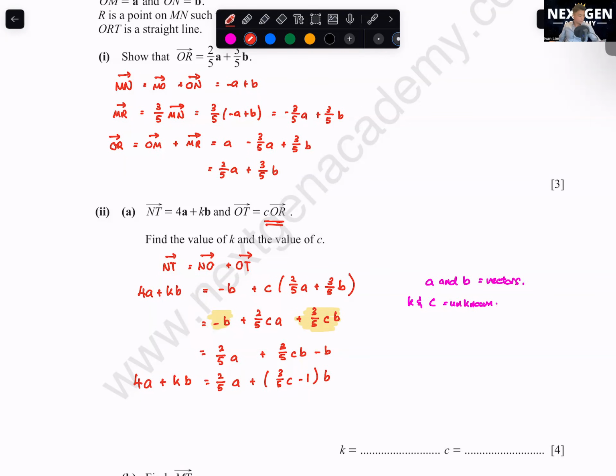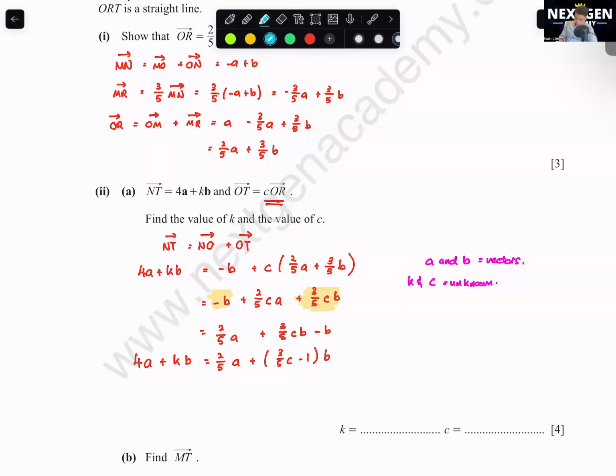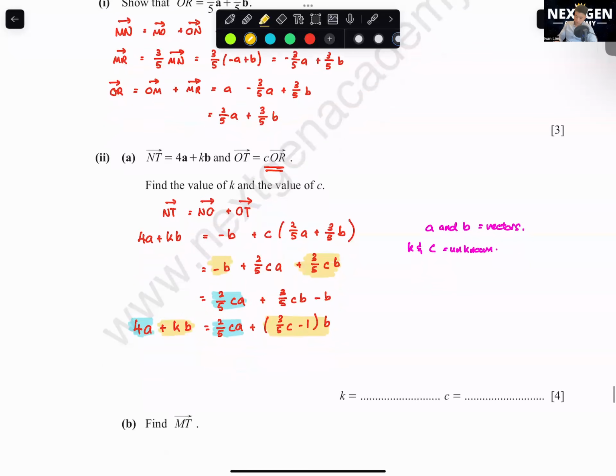Okay, then we compare. What we need to do is compare this and this with each other. Hey, wait a minute. Got something missing already. Got a C here. CA. Okay, this one is CA. I'm going to compare the blue and the blue on the equation, and then the yellow and the light yellow here. So compare the blue color one first.